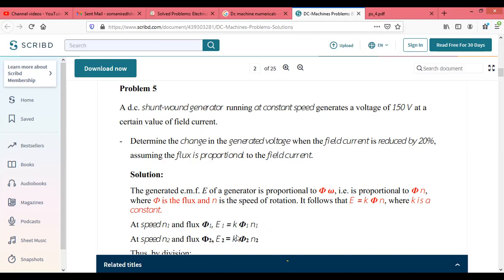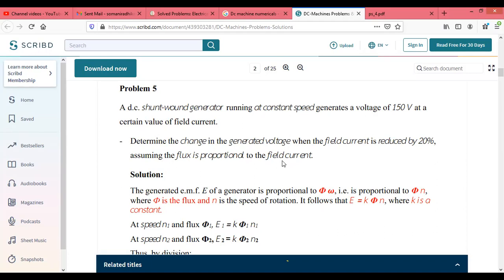If we are taking K equal to constant, you can write the equation in the form of phi and N. We have seen this concept when we studied the theory, how we get this equation. So what they are saying here is that we are supposed to determine the change in generated voltage. It means we are supposed to find the value of E when the field current is reduced. It means IF will change.